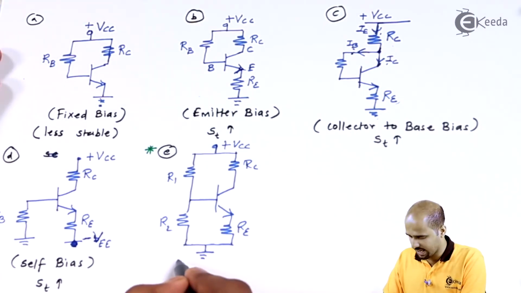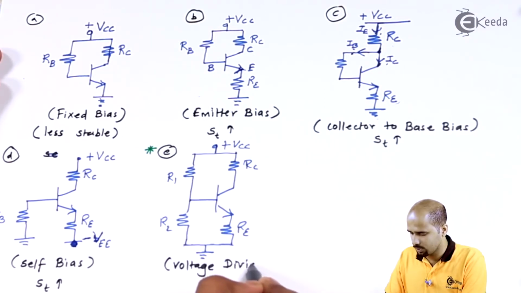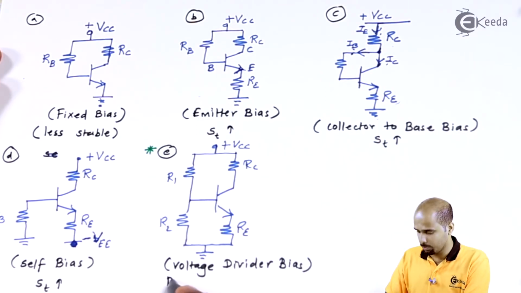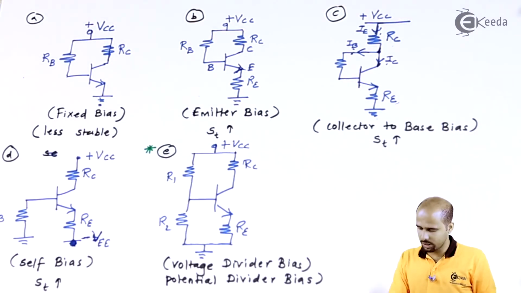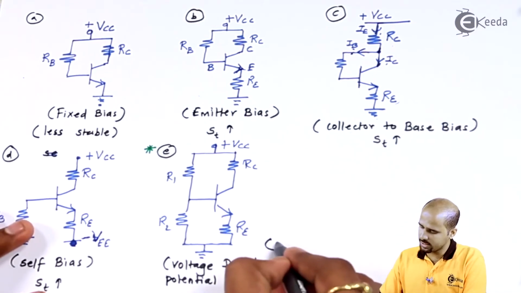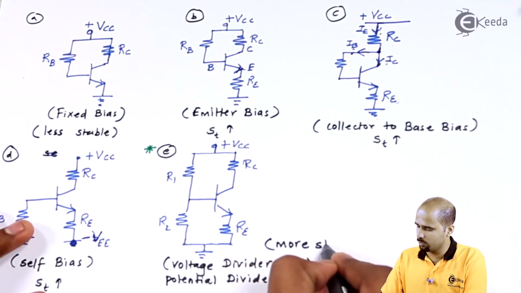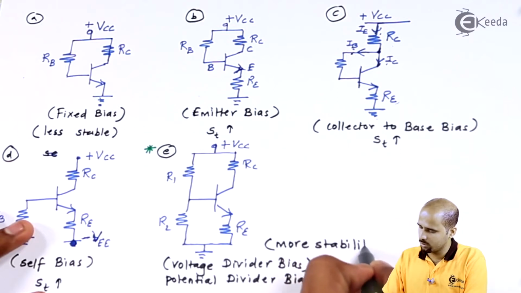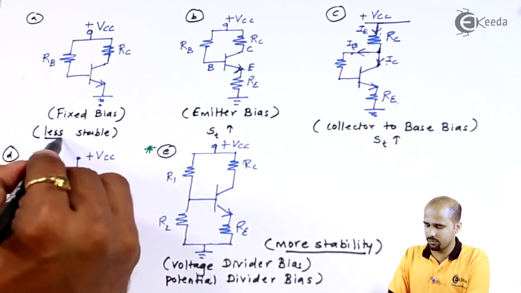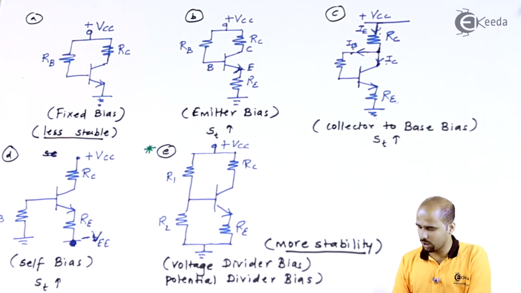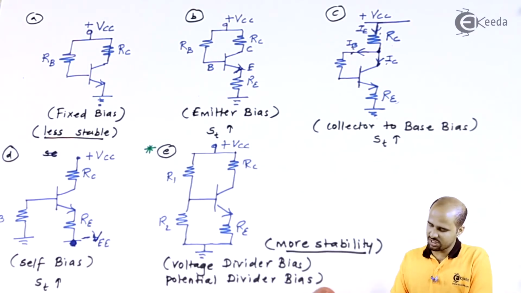of BJTs. The last one we have is voltage divider bias. This is also called potential divider bias. And this circuit will give you more stability, and this circuit will give you less stability. So all these configurations we have learned.